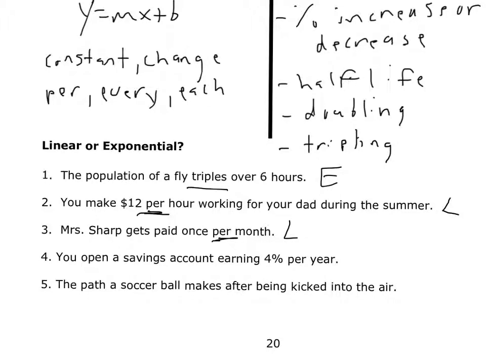Number 4 says you open a savings account earning 4% per year. Now I know this one says per, but it talks about increasing something by 4%. So since you have a percent increasing, that will trump the per, so that is going to be an exponential. And number 5, the path a soccer ball makes after being kicked into the air. Well, that doesn't have anything to do with either, so that's going to be a neither.